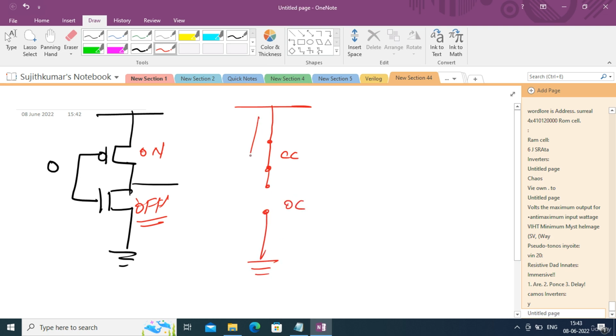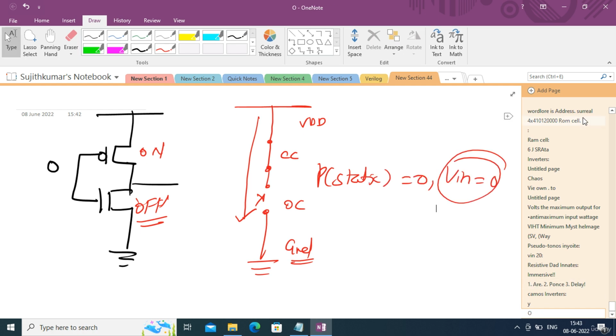So no current can flow here. Current cannot flow here because of this open circuit. There is no path between VDD and the ground. Current cannot flow, so static power consumption is 0. So static power consumption is 0 when the input is 0.